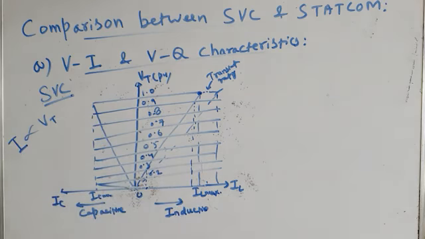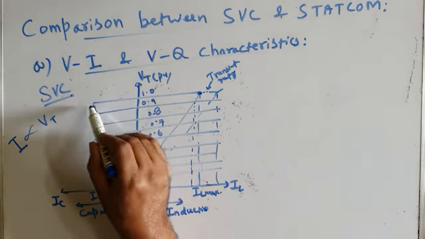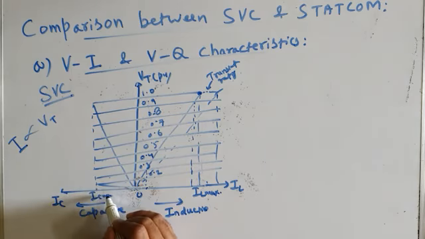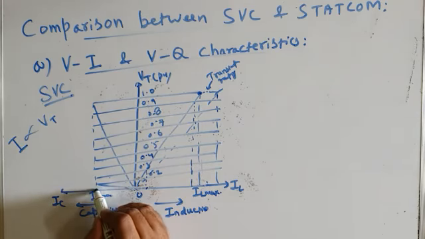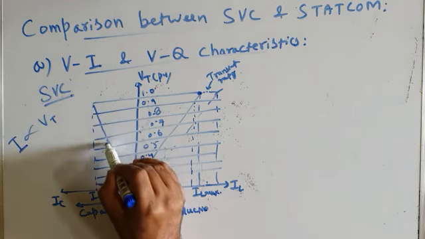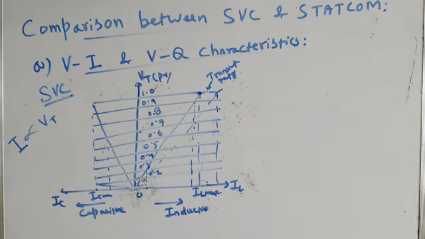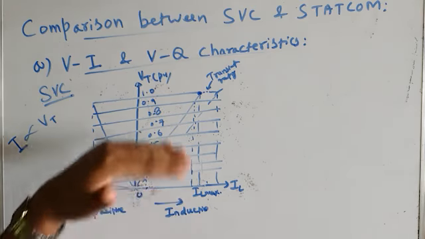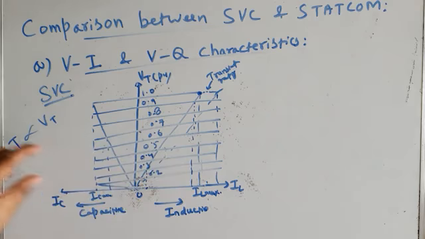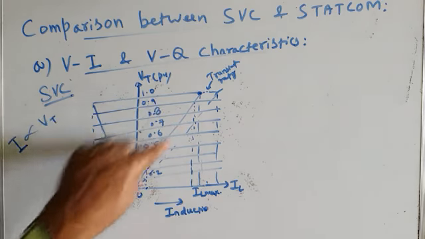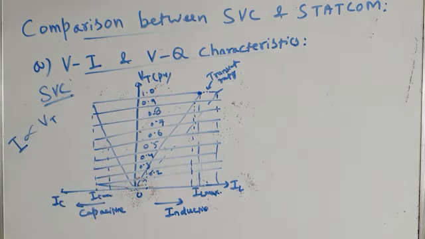Same is the case in the capacitive region. At rated voltage, if the maximum capacitive current drawn by the SVC is IC max, then as the voltage decreases, the current drawn also linearly decreases. So therefore, current drawn by an SVC is not constant. It is not independent of the bus voltage. It varies linearly with the bus voltage as shown by these characteristics. So this will give us an idea about how a VQ characteristic should look.